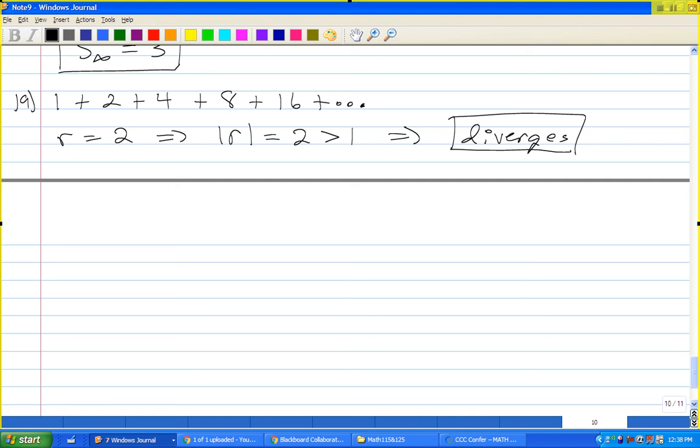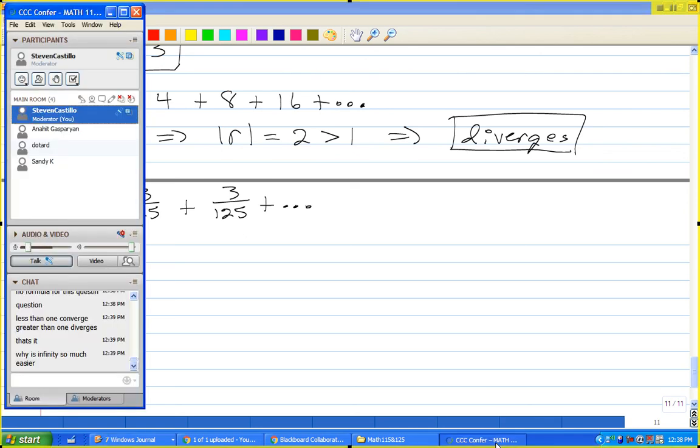Okay, so let me do problem number 21. 3/5 plus 3 over 25 plus 3 over 125 plus. So let's find the sum of this infinite series.